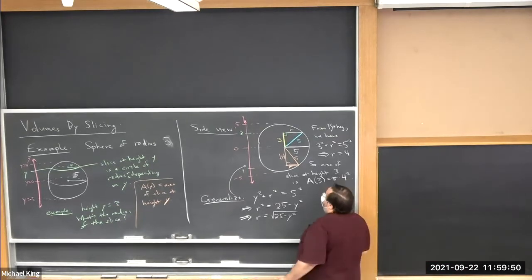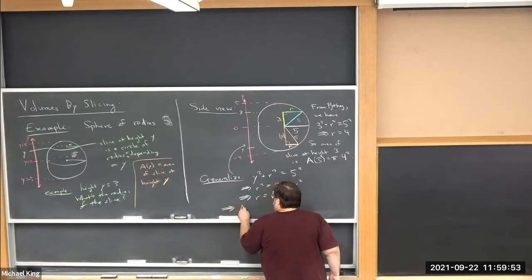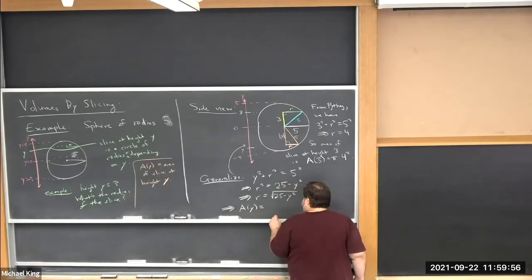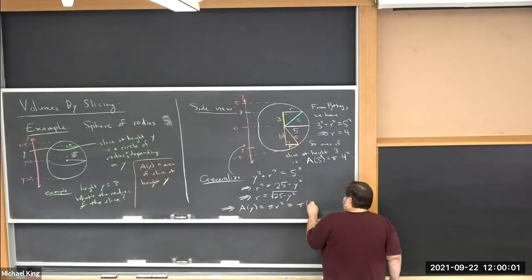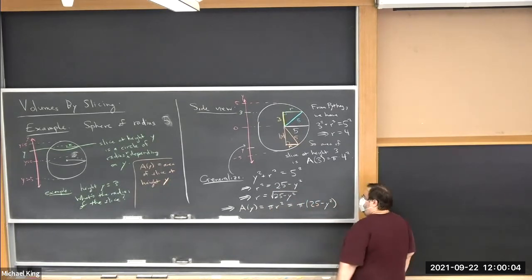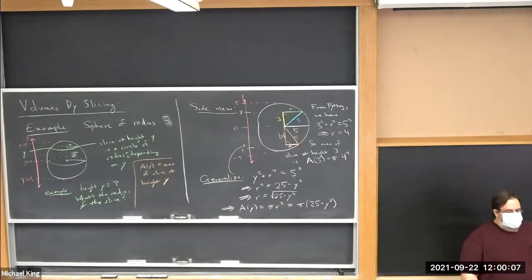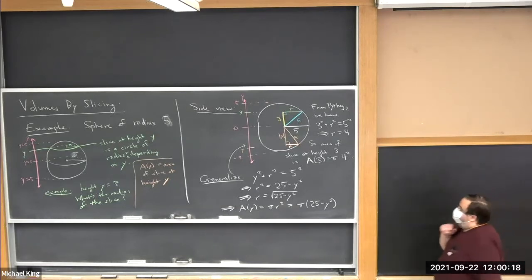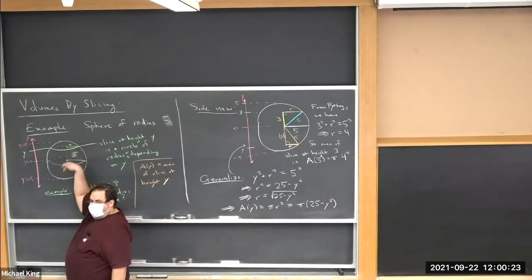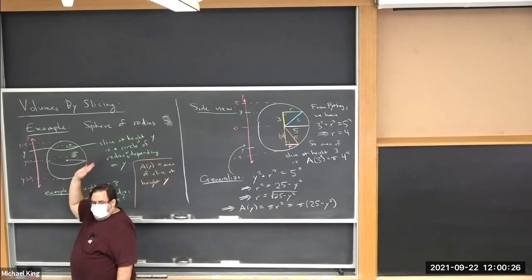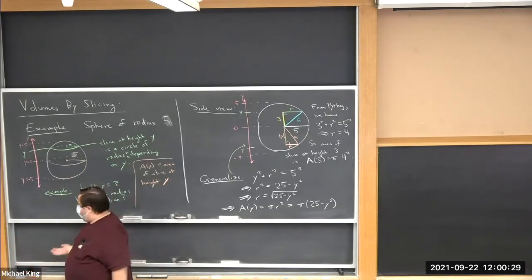Okay, and then A of y is pi r squared. So we didn't even really need the square root. So it's pi times 25 minus y squared. And now that's what we're going to integrate. The volume, remember, is the integral. Where are all the slices? The slices go from -5 to 5. Below -5, above 5, there's no slices anymore. So we just integrate from -5 to 5.